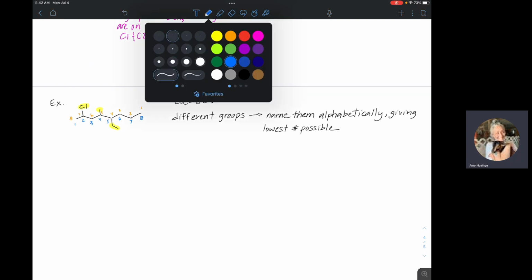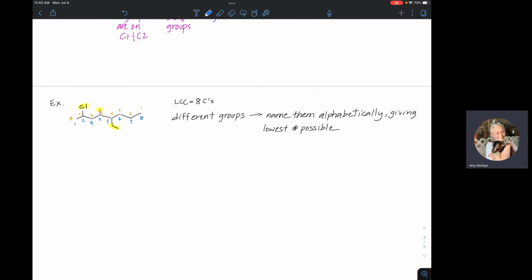But C, right, comes before E, comes before M. So these are the groups. I've got chloro. I have ethyl. So again, this would be CH2, CH3. So that's that little group on carbon 5 in blue there. And I have a methyl group, which is a CH3. And if we're numbering from left to right, it's sitting on carbon 4.